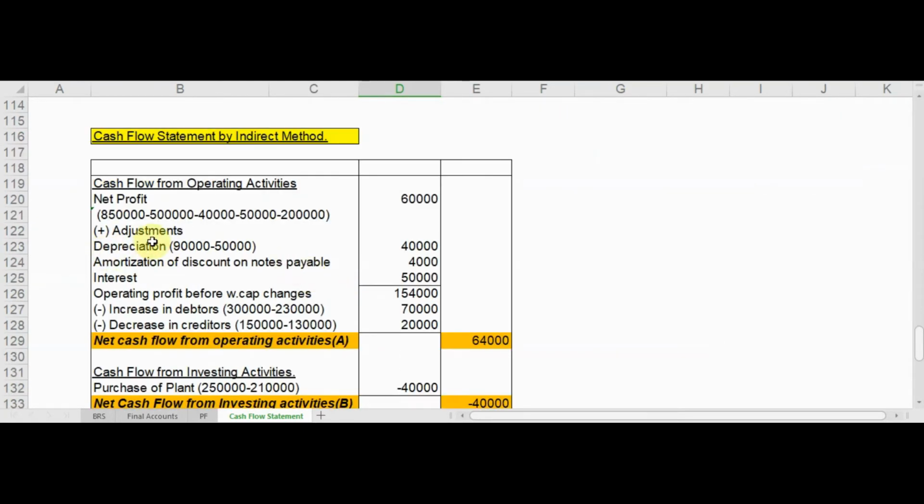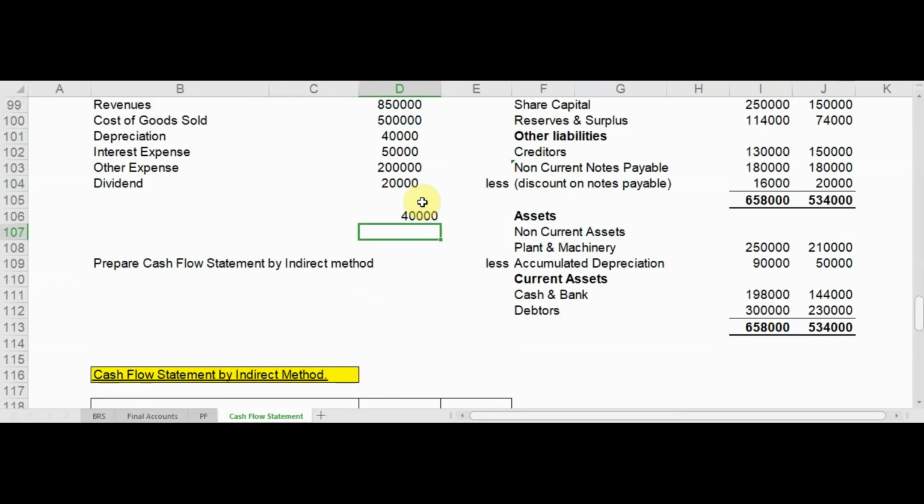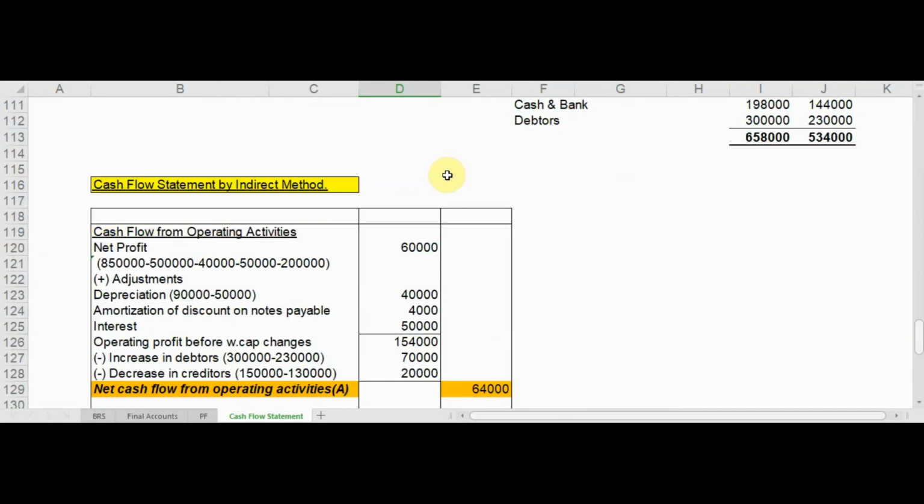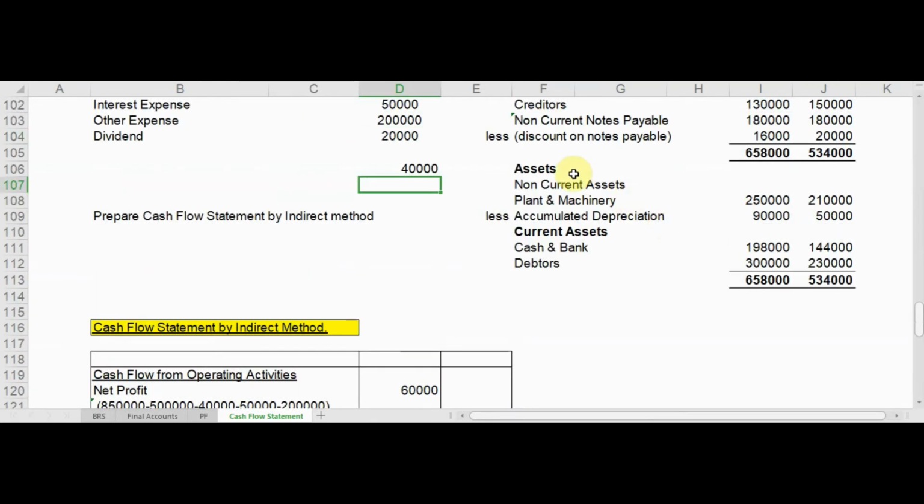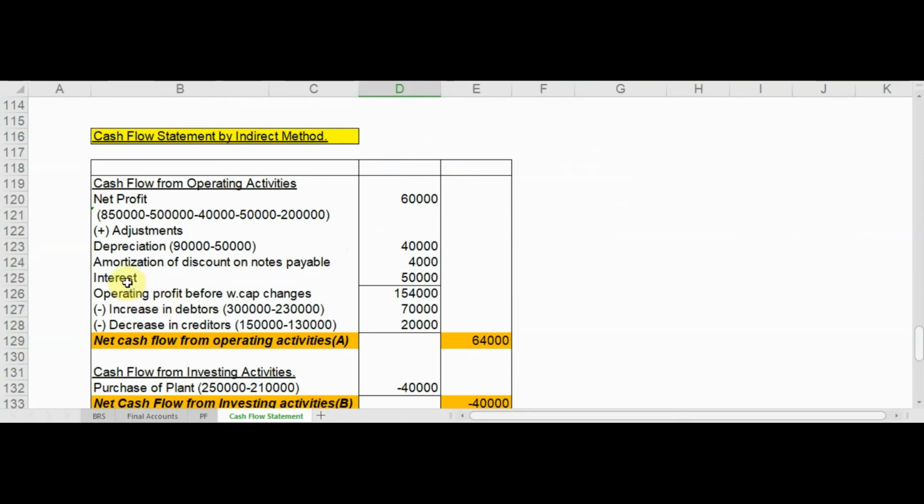Now what are the adjustments? Depreciation. What is depreciation? 40,000 given. 40,000 depreciation. Now amortization of discount on notes payable. Discount on notes payable, previously it was 20,000, now it is 16,000. So 4,000 amount has been amortized. So we will deduct this 4,000.